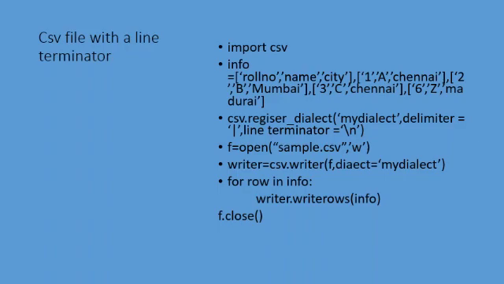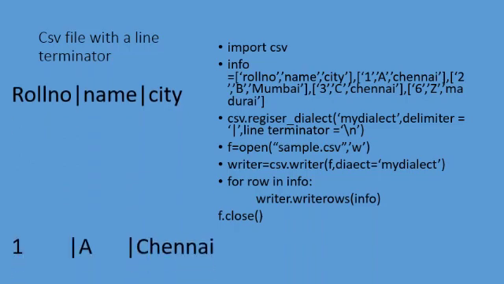Next, writer equal to csv.writer(f, dialect=my dialect). The csv.writer method writes the data to file f with the formatting of my dialect. It is stored in writer. As usual, for row in info, writer.writerows of info, so the data can be written one by one. Finally, f.close.